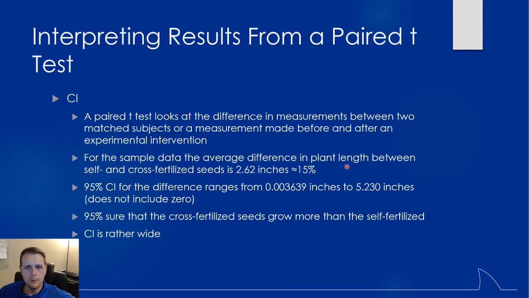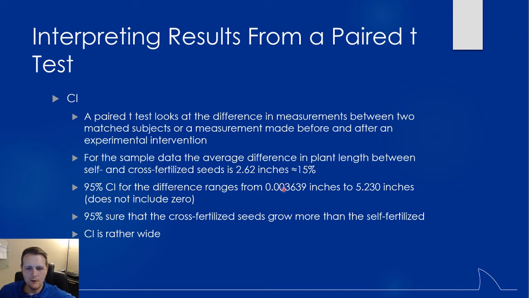So when you're interpreting the results of that paired t-test, it's looking for the same thing as what you saw with the unpaired test. It's just a matter of what your subjects are in terms of their relations to one another. And again, what they found was the mean difference here between the cross and self-fertilized is about 2.62 inches, 15% or so. And then when you actually got the confidence interval for that, it ranged anywhere from 0.003639 inches all the way to 5.2 inches.